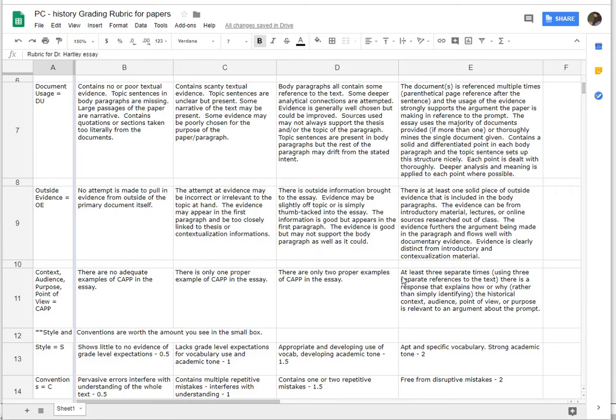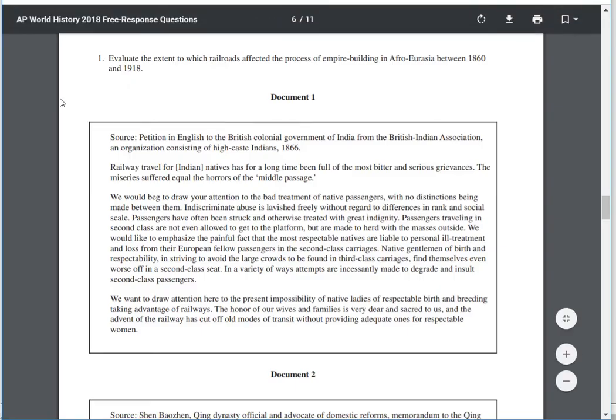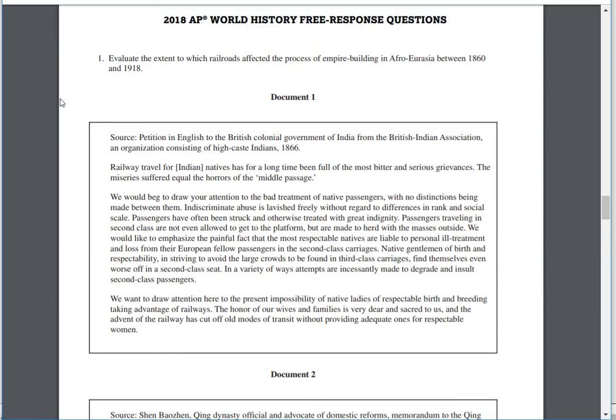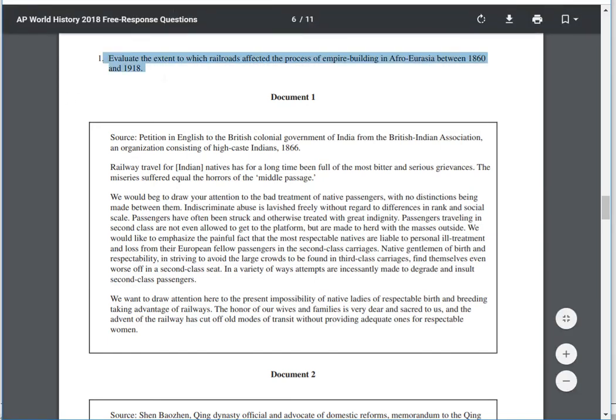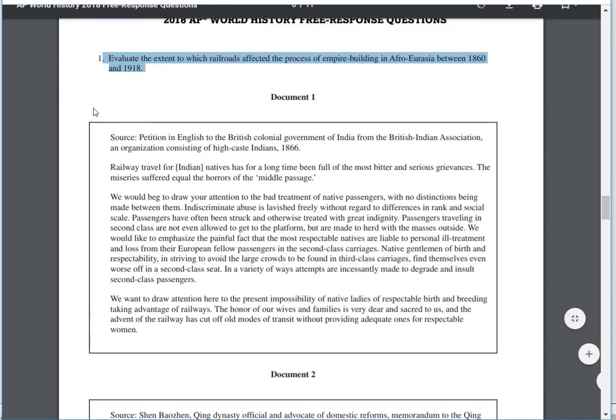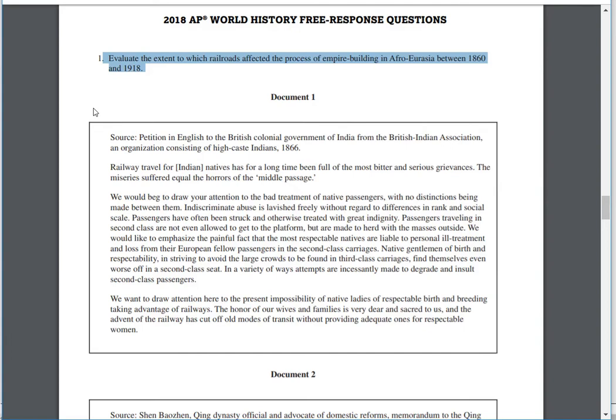So let me give you an example from the AP World History essay question of last year. In the spring of 2018, this was the DBQ, the document-based question in the AP World History exam. Evaluate the extent to which railroads affected the process of empire building in Afro-Eurasia between 1860 and 1918. So just like a cannonball affects the wall when it hits it, bammo, the cannonball leaves an indenture. How did railroads change this process of the European nations building empires in Africa and Asia?